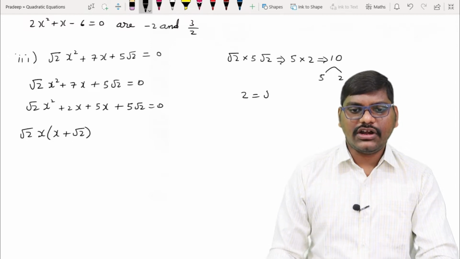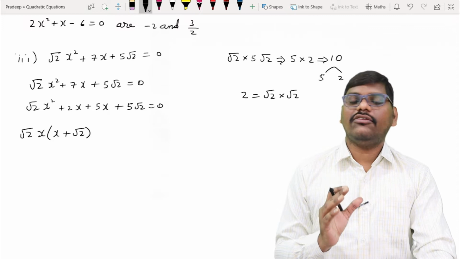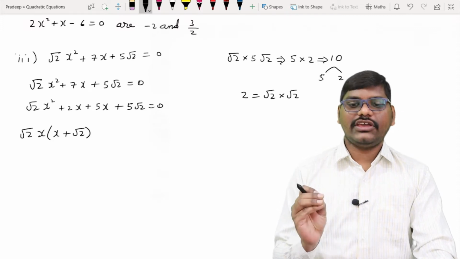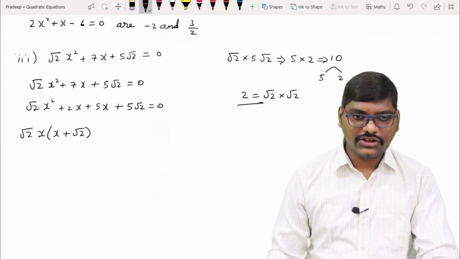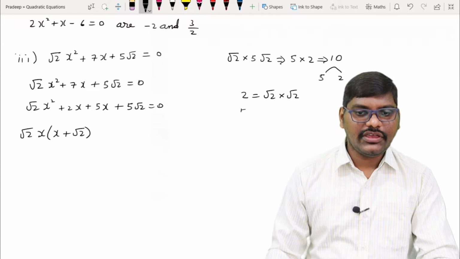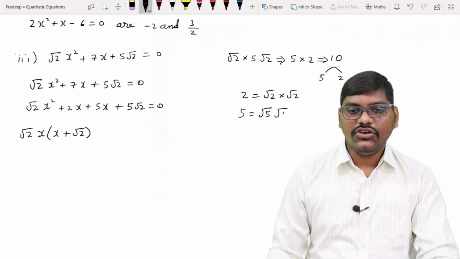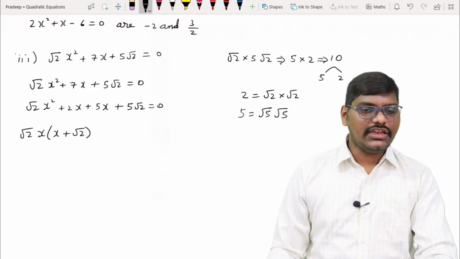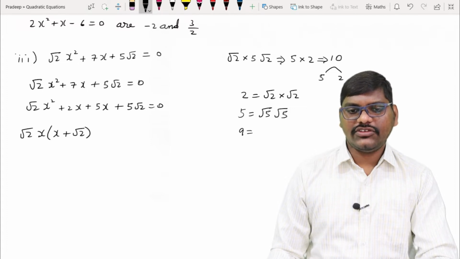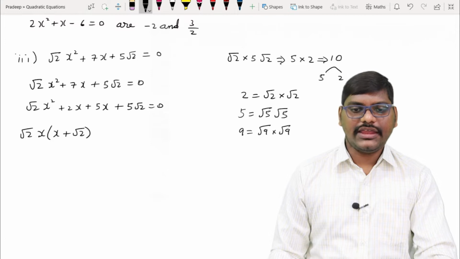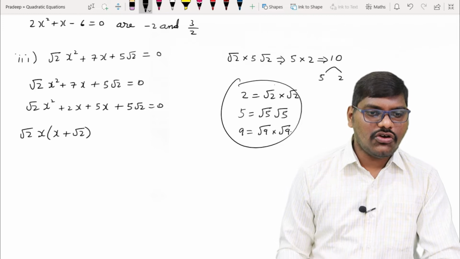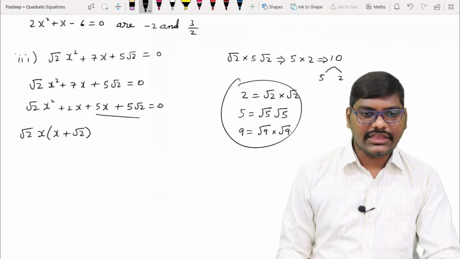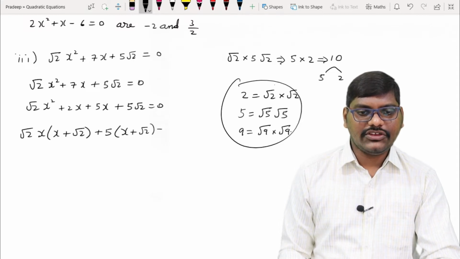2 is nothing but what? Root 2 into root 2. Any number can be taken as the product of its root with itself. Here I'm taking 2, that is root 2 into root 2. Suppose 5 is nothing but root 5 into root 5. Even 9 is nothing but root 9 into root 9. So this you have to remember. In the same scenario I've taken this, so I can write the remaining part. I can take 5 common here, so x plus root 2 remains as I took 5 common.